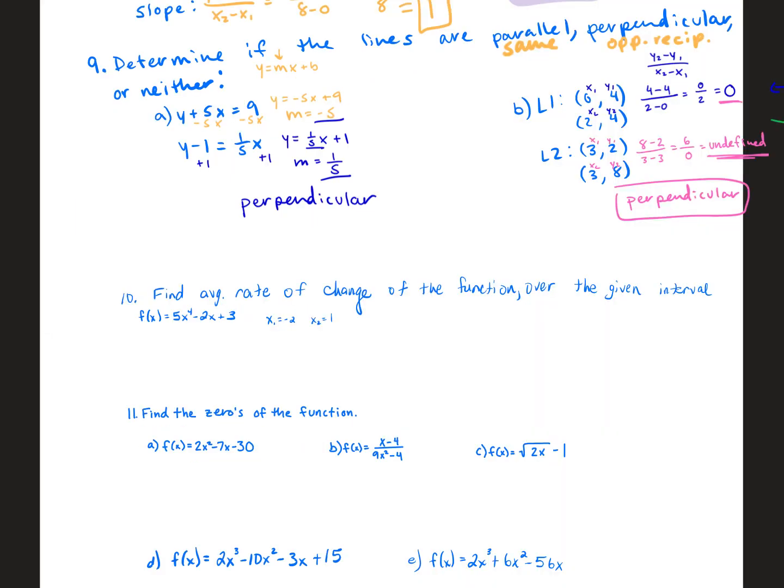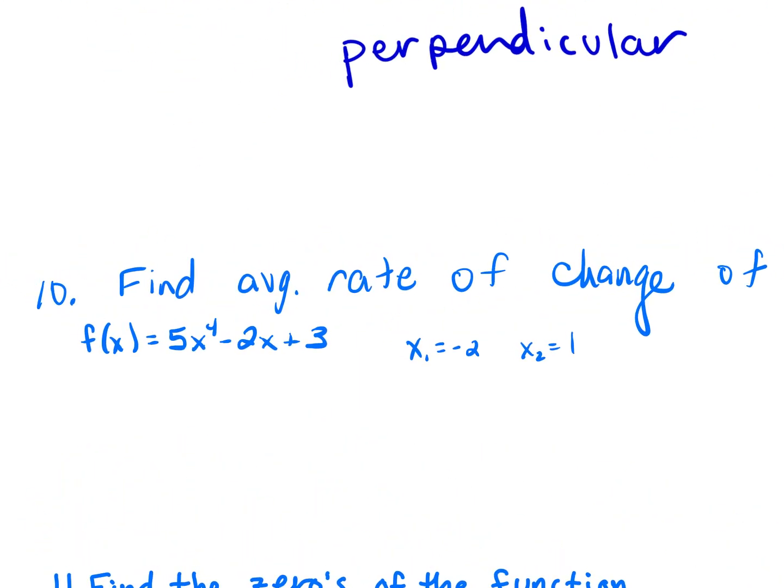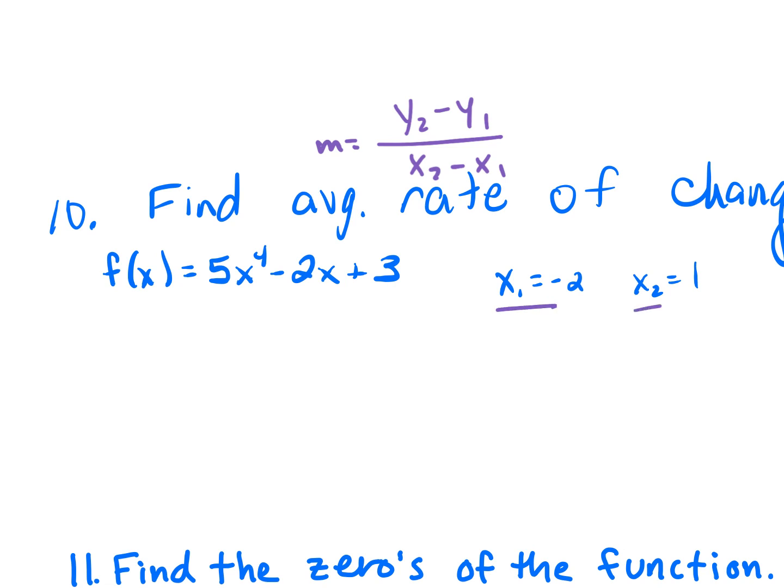All right, next for number 10, we're finding the average rate of change of the function over the given interval. So again, average rate of change, we're using the slope formula. So that would be y2 minus y1 over x2 minus x1. So it gives us two values for x. We want to find the corresponding y's to go with those. So I'm going to plug the x's into the x of my function. So first I'm going to find f of -2.